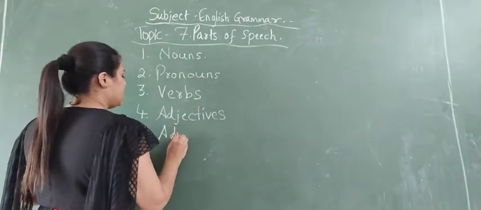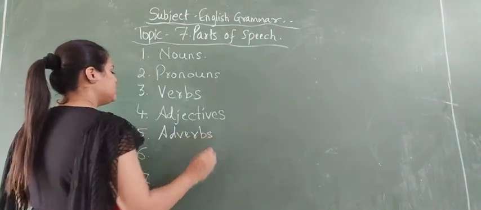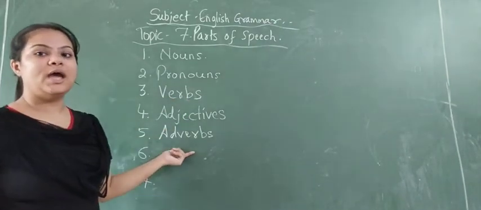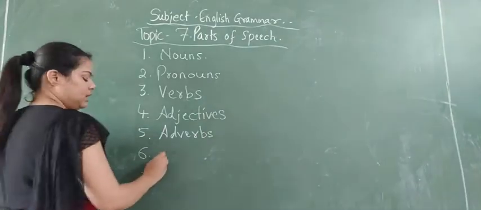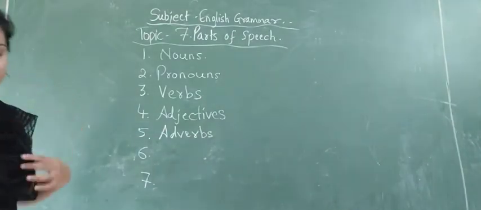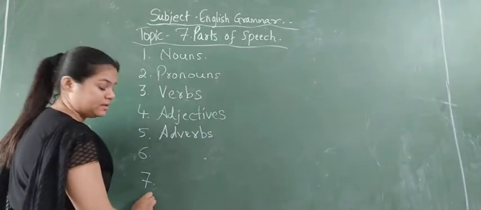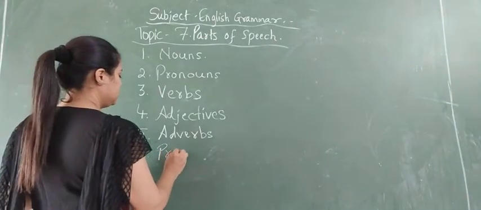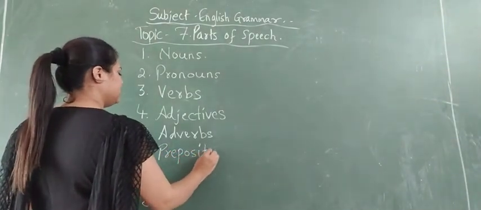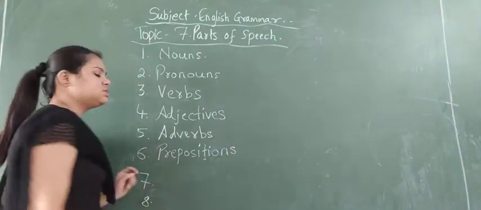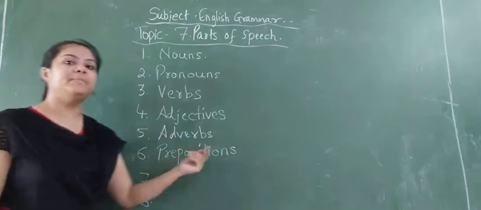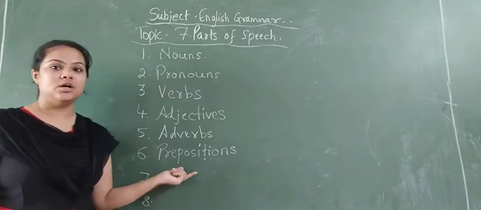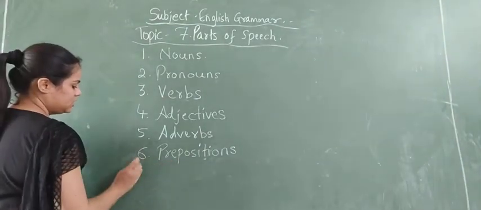And next one, adverbs. Adverbs are those words which describe the verbs. Verbs को describe करने वाले शब्द जो होते हैं वो होते हैं adverbs. उसके बाद आता है, सॉरी 8 है. एडवर्ब्स के बाद आता है प्रीपोजिशन. Prepositions are those words which tell us about the place where the thing, where a noun is there. Okay, चीजों के जगह के बारे में बताते हैं prepositions वाले शब्द.